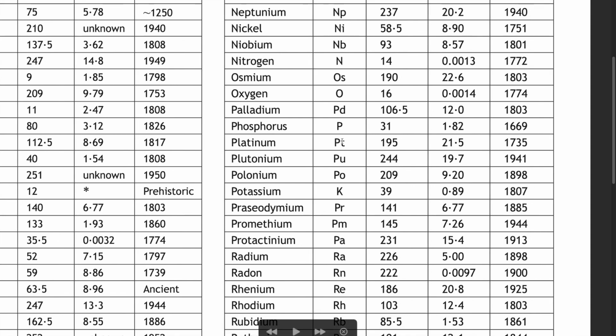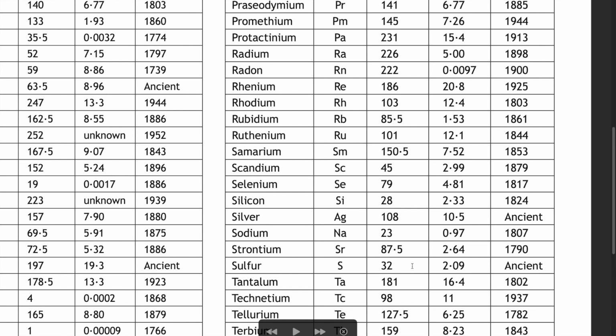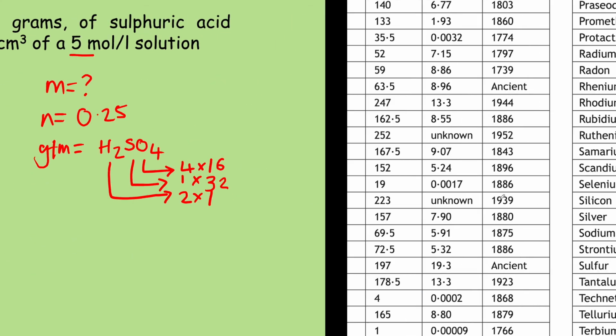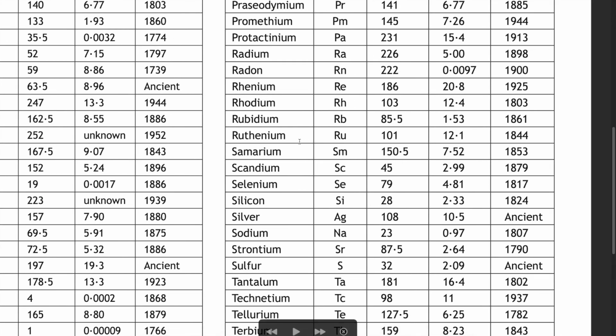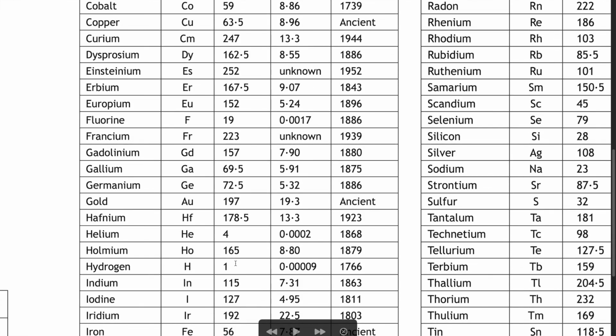Next one is sulfur. Let's find sulfur. S-U, so it should be down here. There it is. Sulfur is 32. So 32. And hydrogen is 2. No, it's not. That's totally wrong, Mr. Mitchell. It's 1. Getting too far ahead of myself. Let's go and look for it anyway. There we go. Hydrogen's 1 there.